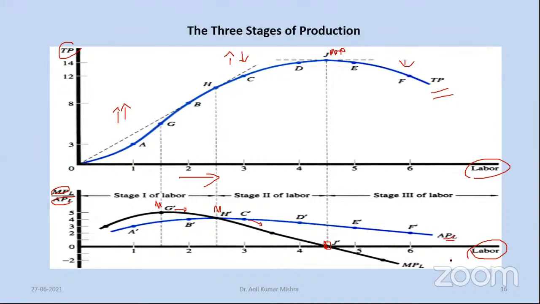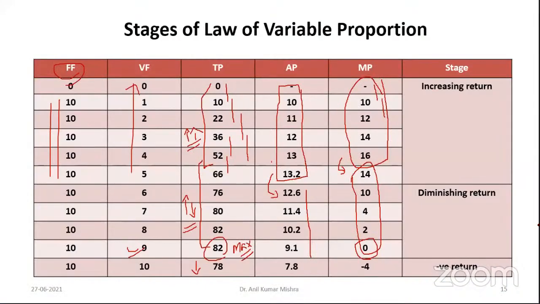Okay. Now, back to the table once again. Inside the table, remember, when marginal product is greater than the average product, mark it. Up to this, marginal is greater than the average, right? When marginal is greater than the average, it is called increasing returns. When marginal lies below the average, it is called diminishing returns. When marginal becomes negative, it is called negative returns. So the law of variable proportion is further segregated into three stages.